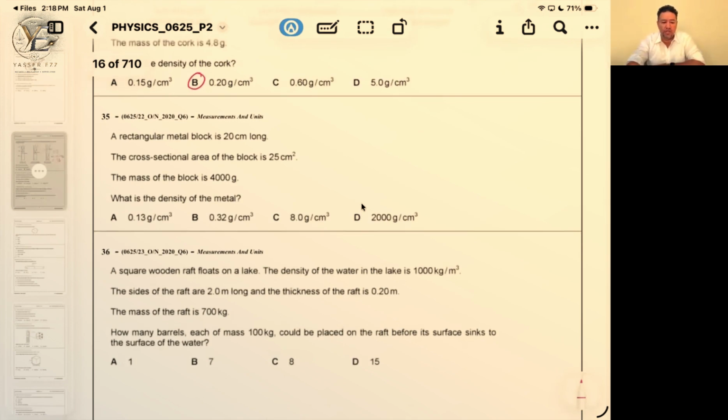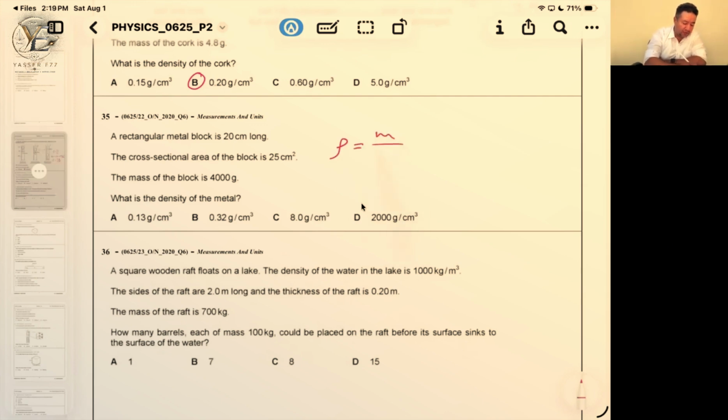The second question: a rectangular metal block is 20 centimeter long. Rectangular metal block, so with the length of 20 centimeter. The cross-sectional area of the block is 25 cm², so we can find the volume of the block. The mass of the block is 4,000 grams. What is the density of the metal block?